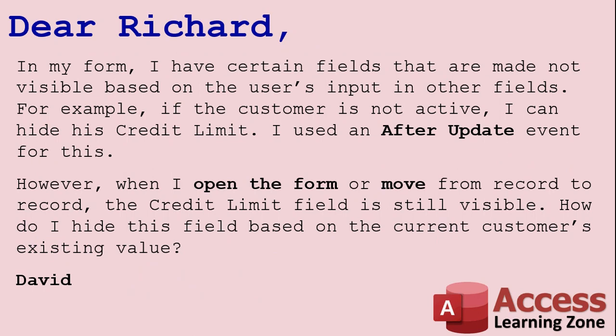He says, in my form, I've got certain fields that are made not visible based on the user's input in other fields. For example, if the customer is not active, I can hide his credit limit field. I used an after update event for this. That means you check the box active and it shows the credit limit. If you uncheck the box, it will hide that field completely so the user doesn't have to look at it. However, when I open the form or move from record to record, the credit limit field is still visible. How can I hide this field based on the current customer's existing value?